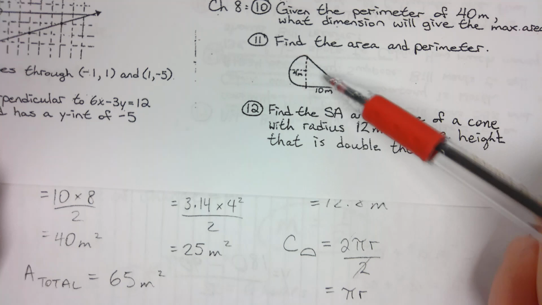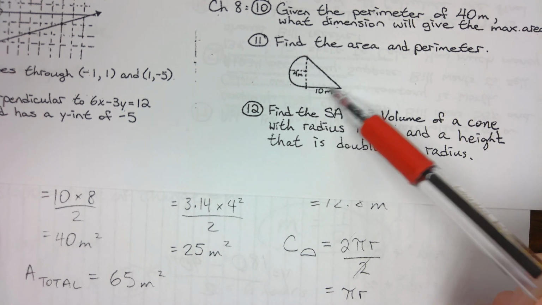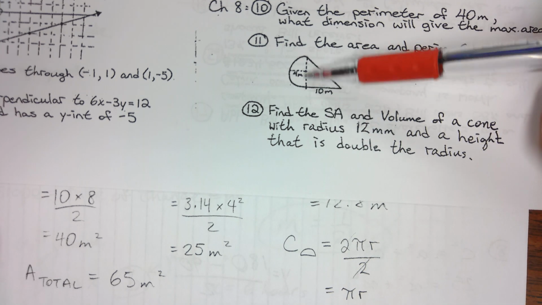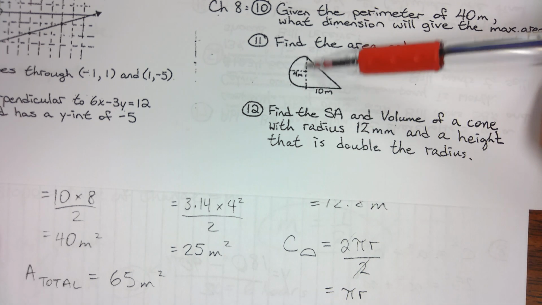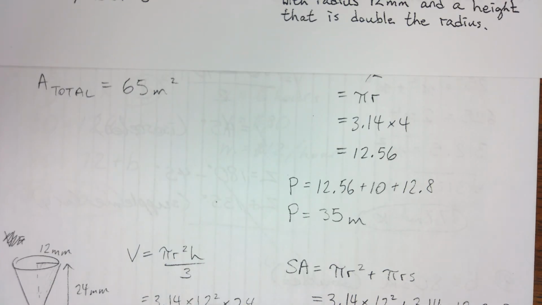So 12.8 plus the 12.6. Don't forget to add in this 10, but do not add in the 8 right here. This is the inside. You don't add the inside for perimeter. So you get 35.